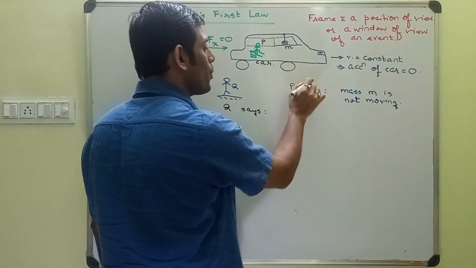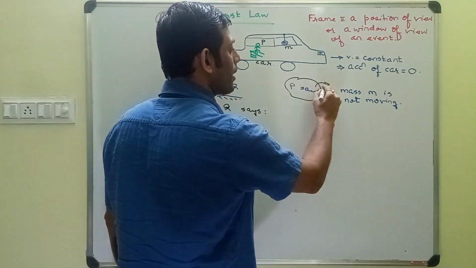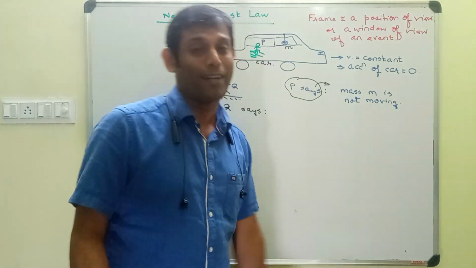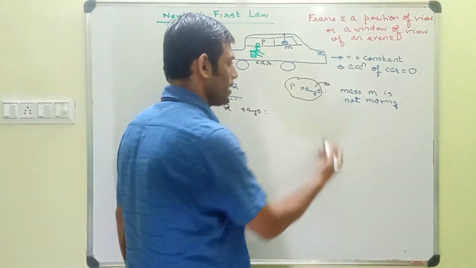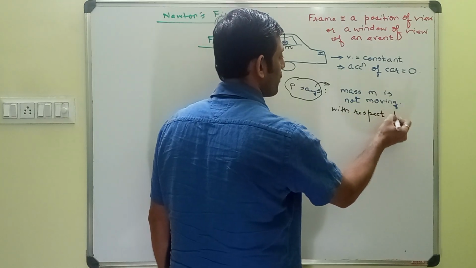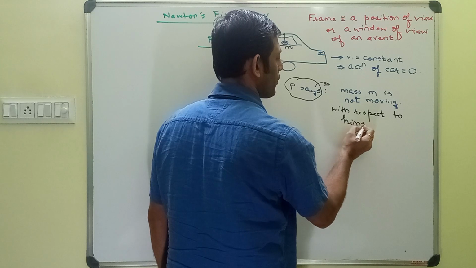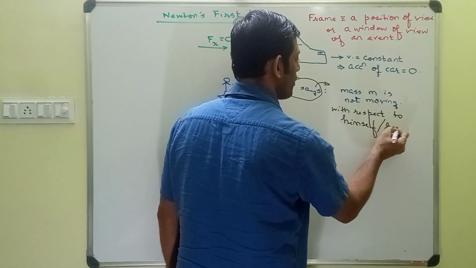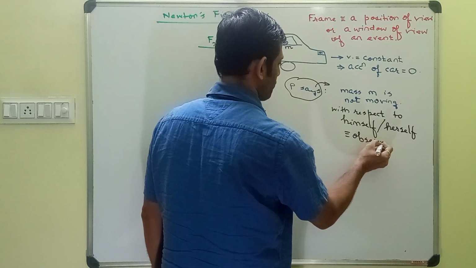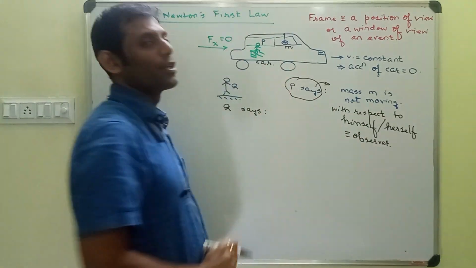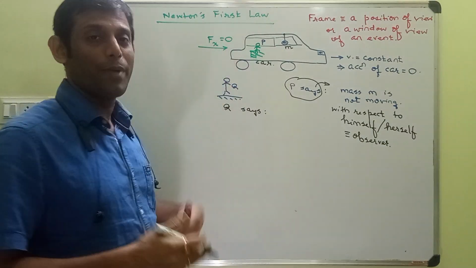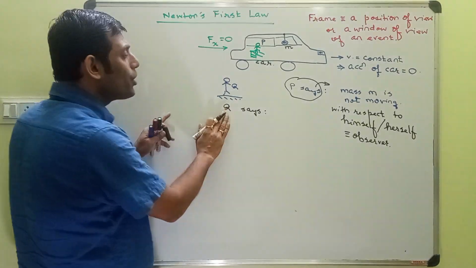Q says, unlike P, what was P saying? P was saying that the mass M is not moving. Not moving with respect to whom? That is important to say. Now let's complete this. With respect to himself or herself, which we call the observer. This P is the observer. With respect to the observer, this is not moving. So that means this mass is remaining static. It's not moving. But for Q, what is happening?